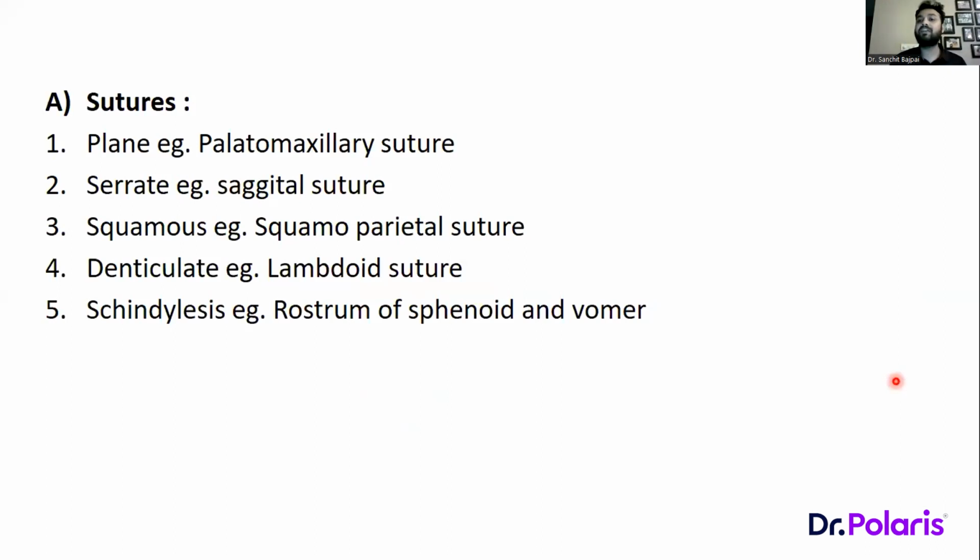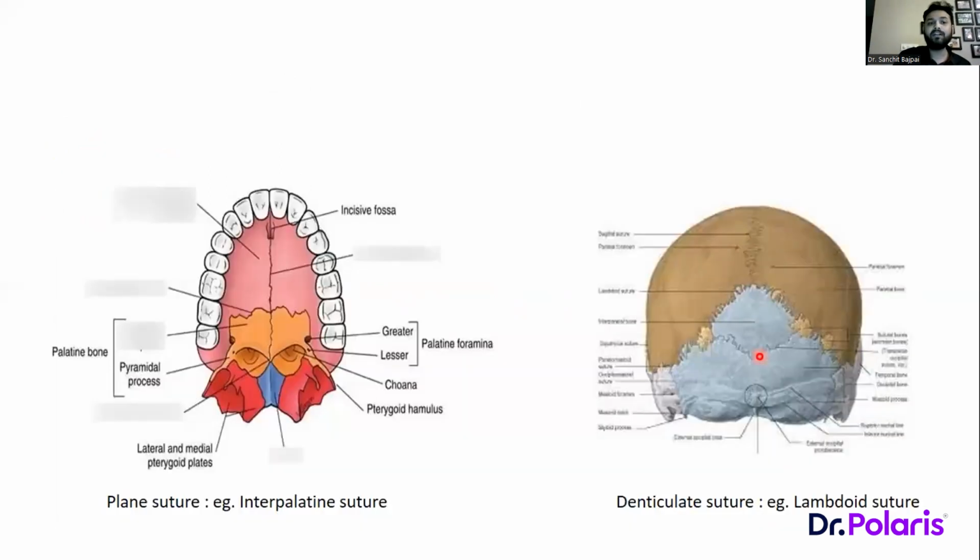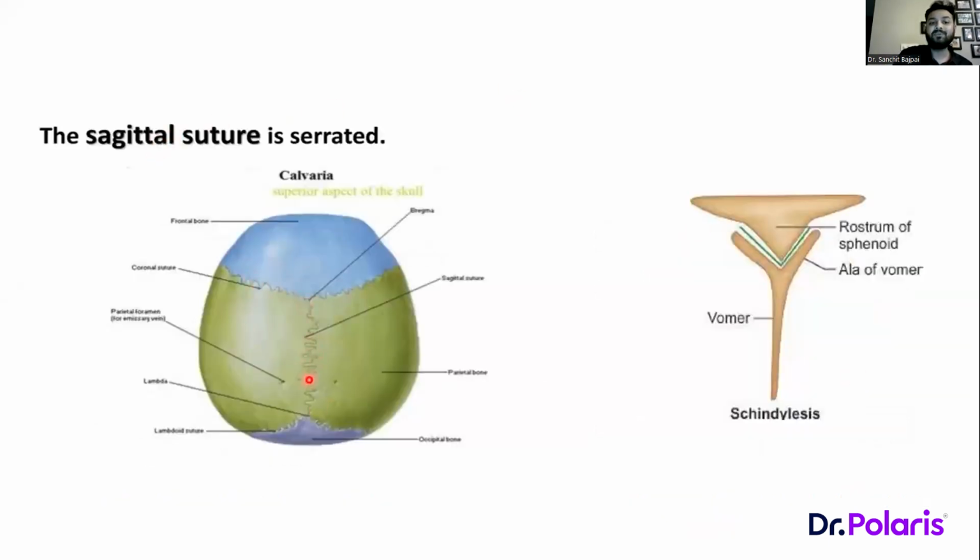Okay, so just to recap sutures: plain sutures, two bones, one single line, correct? Squamous suture, again, is a type of plain suture, but it has a little angle over two plain surfaces. That's why it's a squamous suture. Serrated means having zigzag serrations. Denticulate means sawtooth. Examples: a plain suture, interpalatine. A denticulate suture, you remember the lambdoid suture. Serrated sutures come in the center of the skull, and that is called the sagittal suture.